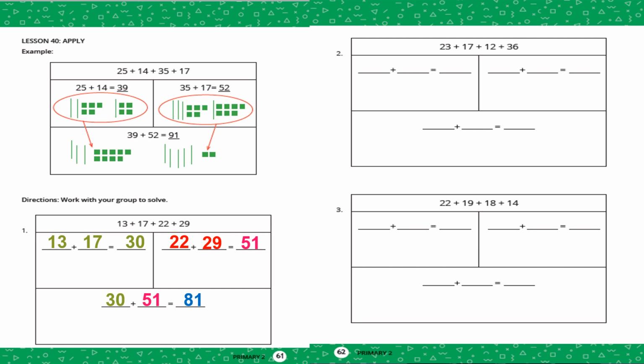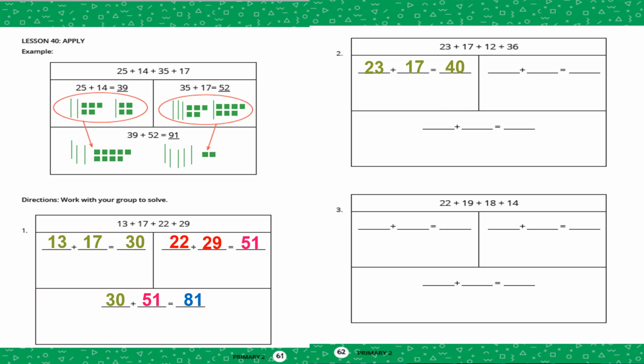Number 2. 23 plus 17 plus 12 plus 36. First, we will put the first two numbers together. 23 plus 17. 3 plus 7, after 7, 8, 9, 10. We will put 0 and carry up 1 in tens. 1 plus 2 equals 3. 3 plus 1 equals 4. So it will be 40.